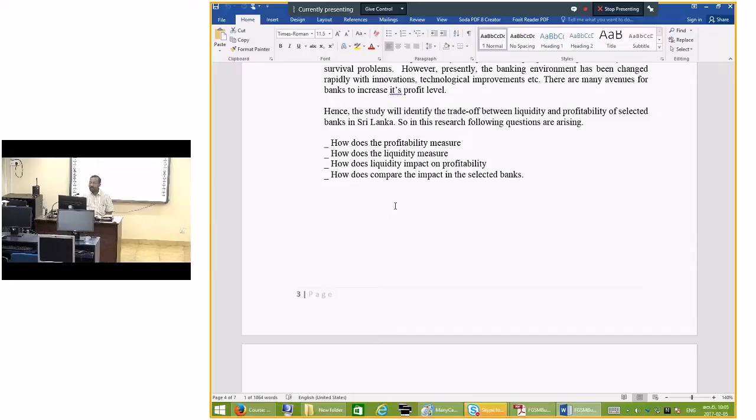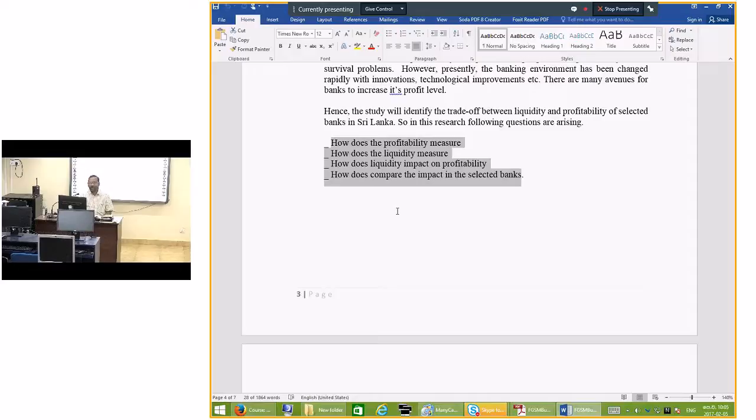The research problem is not how profitability is measured, how liquidity is measured, how liquidity impacts profitability, or how to compare the impact across selected banks. These are not research questions. How does profitability measure is not your problem. You go to the textbook and find out.